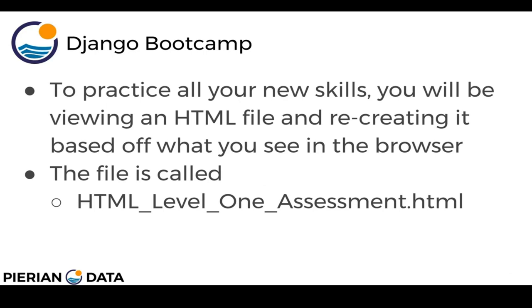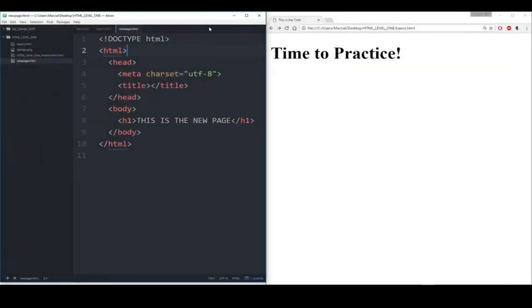The file we're going to be looking at is called html_level_1_assessment.html. Let me show you how you should open this in your browser. That way you don't actually view the HTML file, you just view it in your browser. I'm going to jump to Atom Text Editor and my browser now. Okay, here I am at the Atom Text Editor, and I have my browser open.